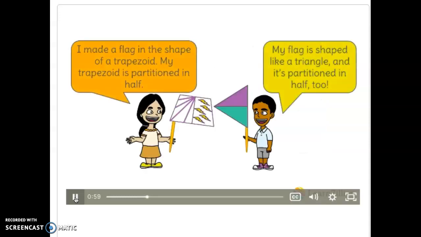When Sam and Deb shared their flags, they saw that their flags were similar because they were both partitioned in half.